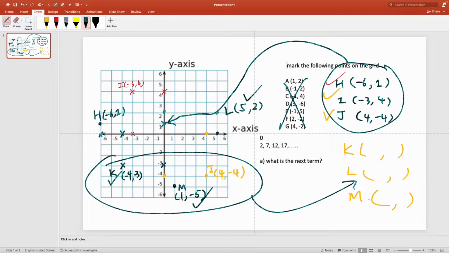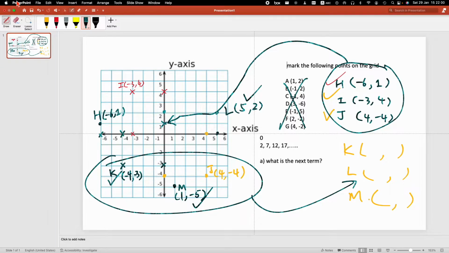Have you started this topic? No, not yet. Okay, never mind. So what are you doing in your school? Inequality. Oh, okay, good. Any question from inequality? No. Okay, good. So never mind.